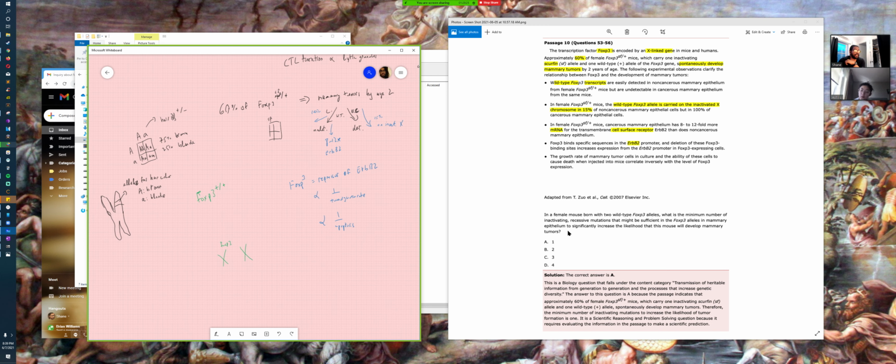So how many mutations that create scurfin? Okay, I think I understand what inactivating means now. I think it means that it inactivates the chromosome itself. Yeah. Wait.